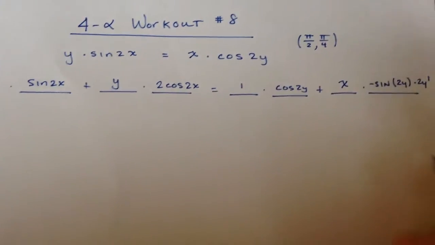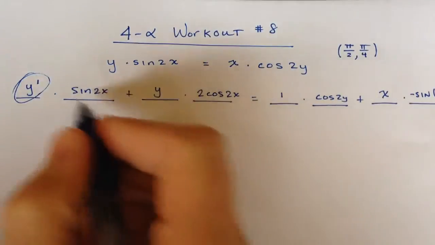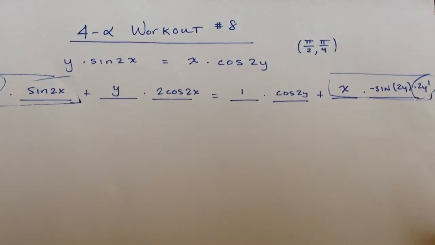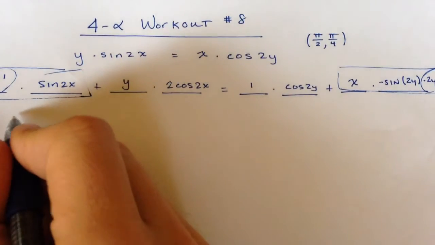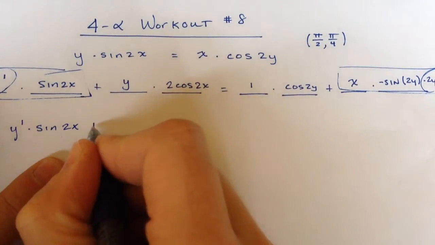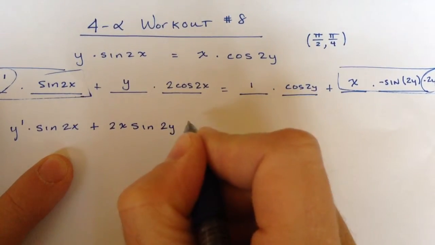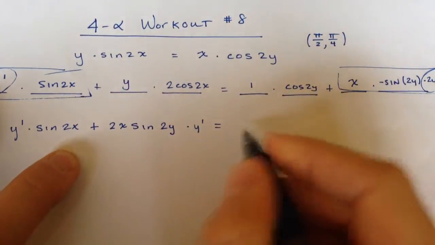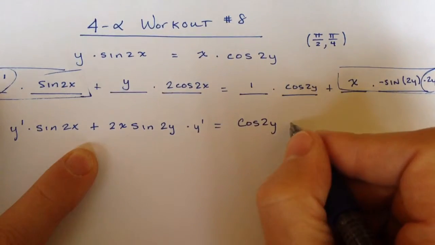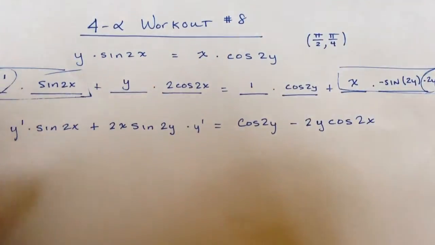Okay, so we now have a y prime right here, and we have a y prime way on the other side of the equation, and we need to get this term and this term right here on the same side. And so when we do that, the equation is suddenly going to look like this. We have y prime times the sine of 2x plus 2x sine of 2y times y prime. And then on the other side, we're going to have the cosine of 2y, that came from here, and then we subtract this term to get negative 2y cosine of 2x.